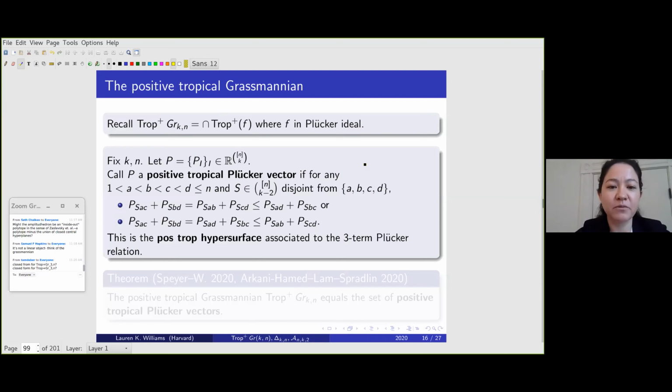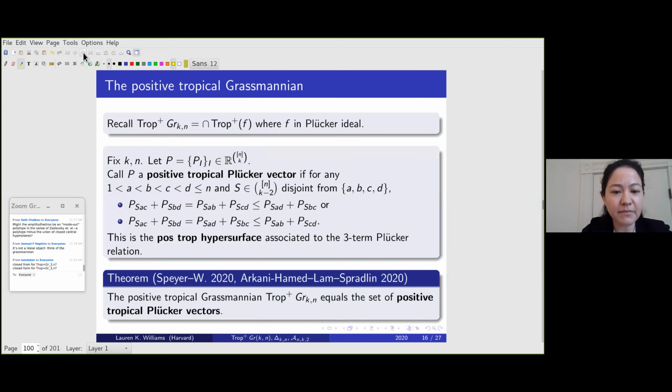Okay, so what's the upshot? P is a positive tropical Plücker vector if a bunch of inequalities hold, and these inequalities all come from three-term Plücker relations. The theorem that we proved with David Speyer, and was independently proved by Arkani-Hamed, Lam and Bourjaily, is that the positive tropical Grassmannian equals the set of positive tropical Plücker vectors. So we have a reasonably simple definition of the positive tropical Grassmannian. It's a subset of R^{n choose k}, and it has a natural fan structure as well, coming from looking at whether these inequalities are strict or not.